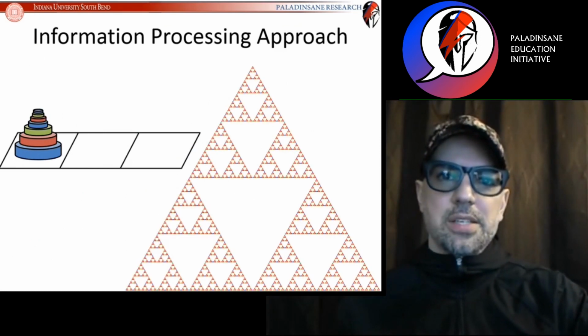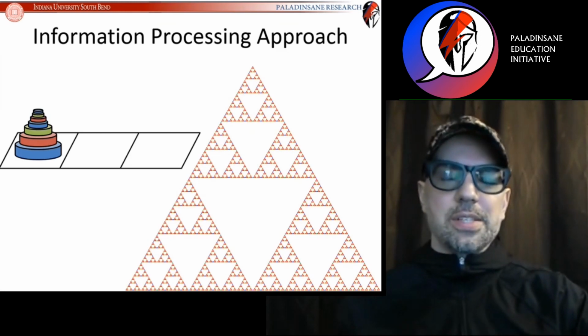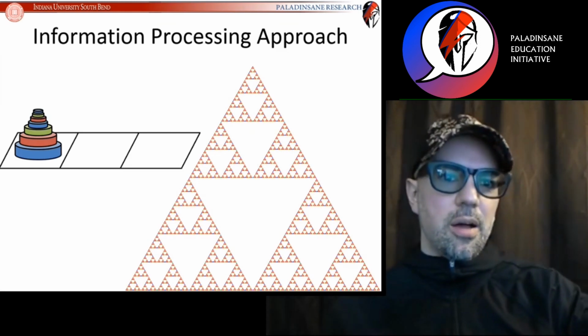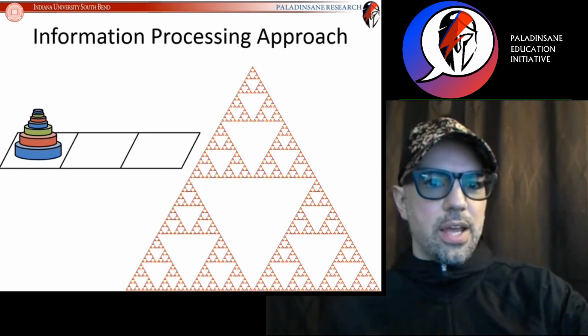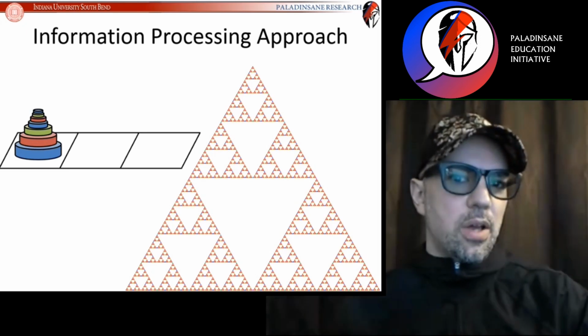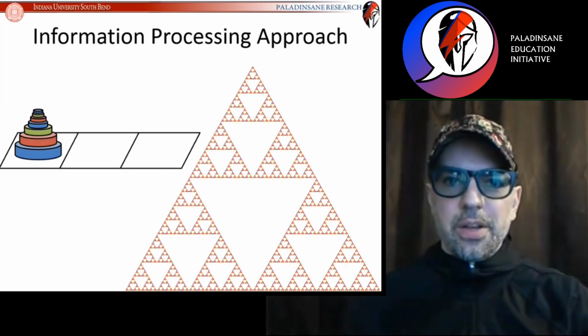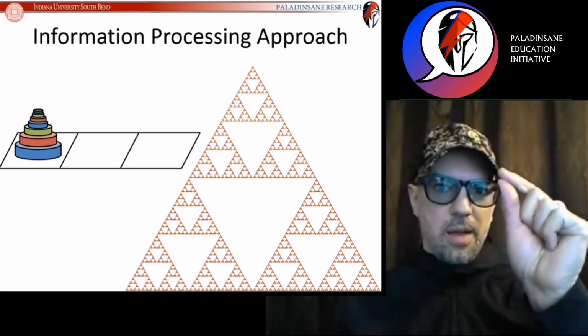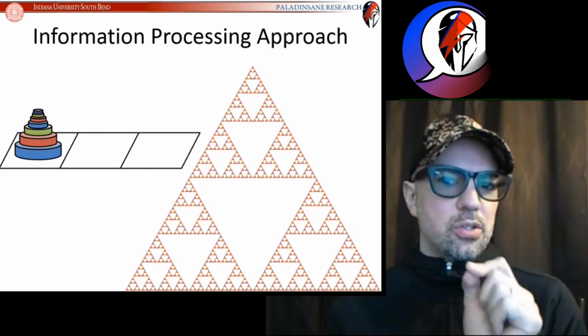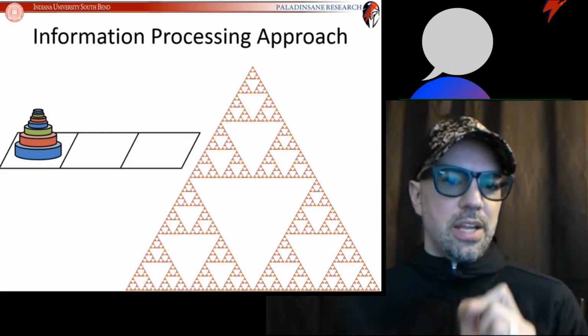So this is a representation of the 7-disc version problem space for the Tower of Hanoi. And if you zoom in on those, each of those little triangles is a different intermediate state. So the corners of each little triangle are the different intermediate states.